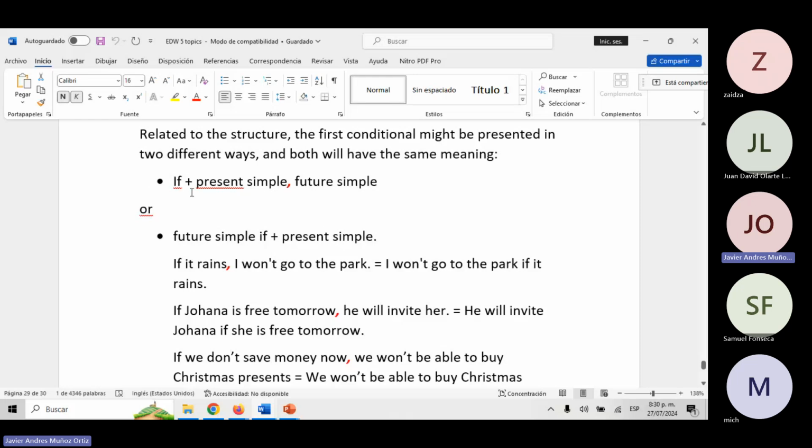So we can have the condition and then the effect, or vice versa. Once again, if we have the condition first, we need a comma. If we start with the effect, the comma is not required.